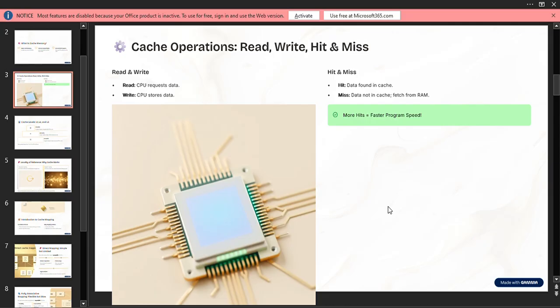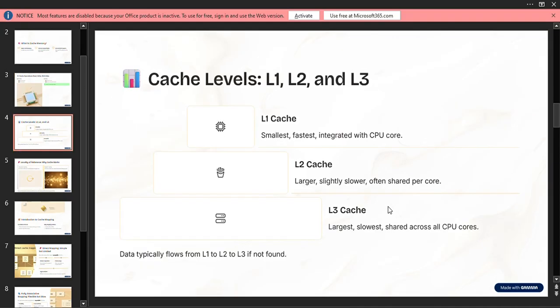Now, let's take a break and move to the cache levels. We have level 1, level 2, and level 3, which we write as L1, L2, and L3. L1 cache is the smallest and fastest, integrated with the CPU core. The L2 is larger and slightly slower, often shared per core, as is on the slides. The L3 is the largest and slowest, shared across all the CPU cores.